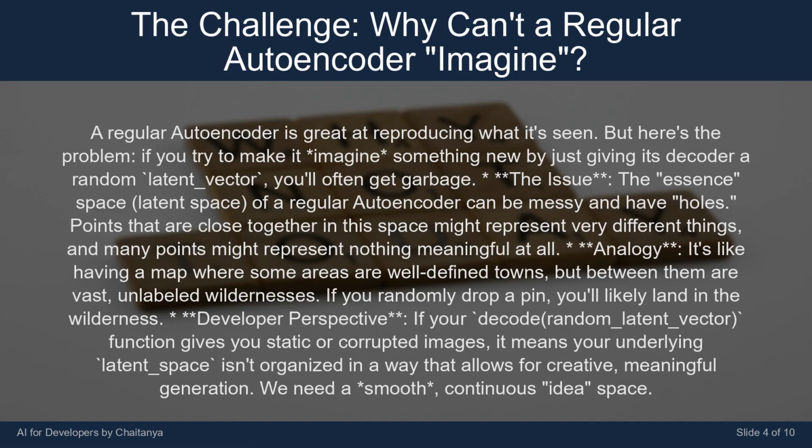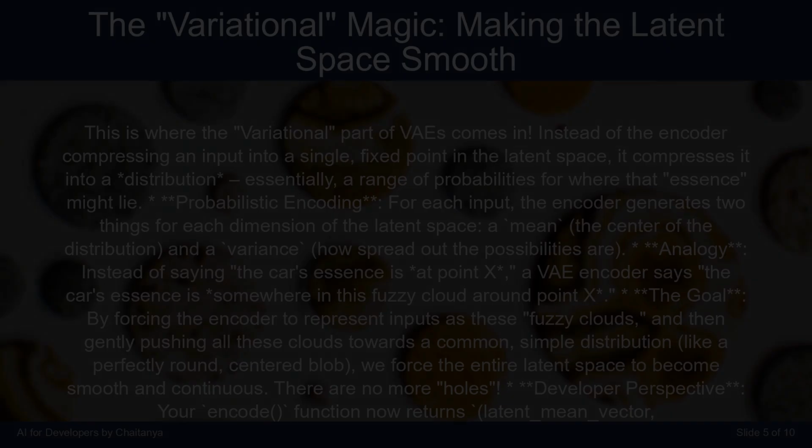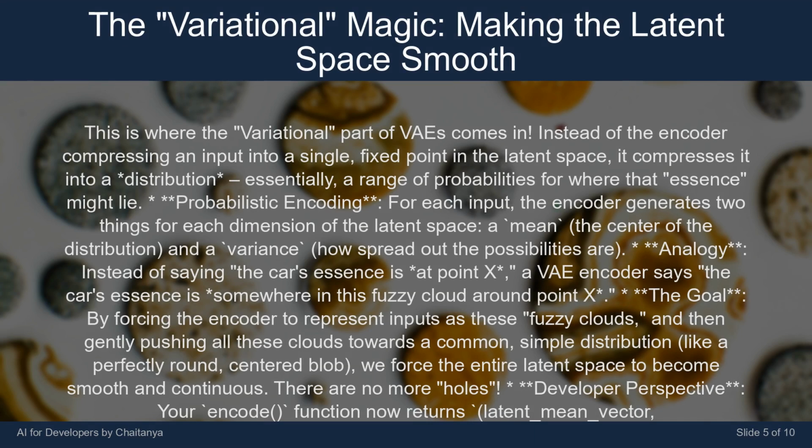Developer perspective. If your decode(random_latent_vector) function gives you static or corrupted images, it means your underlying latent_space isn't organized in a way that allows for creative, meaningful generation. We need a smooth, continuous idea space. This is where the variational part of VAEs comes in.